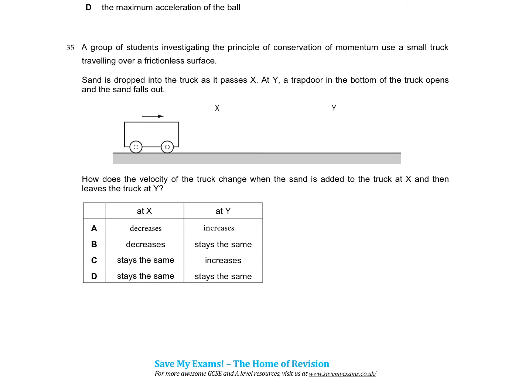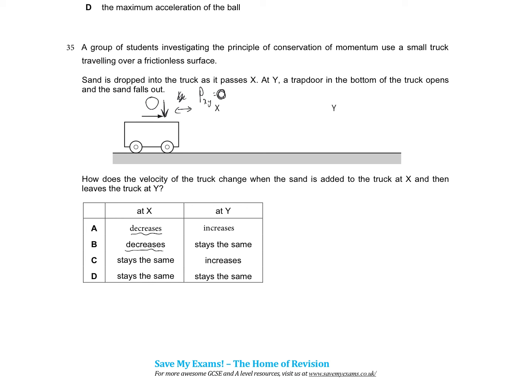In this question, sand is added to a truck. The sand is falling down, so it will have momentum in the downwards direction, but we can ignore that because we're not worried about the velocity change in that direction. So it really has initial momentum in the x-y direction equal to 0 because it's falling vertically down. There is no momentum in the left-right direction. So when it enters that truck, the mass is going to increase, and the momentum before will equal the momentum afterwards, so the velocity is going to go down. So we know it's either A or B.